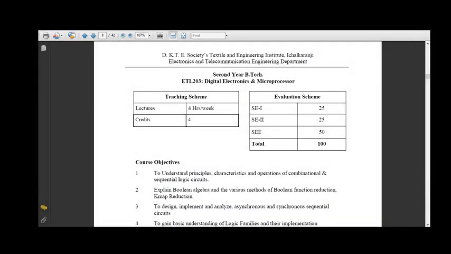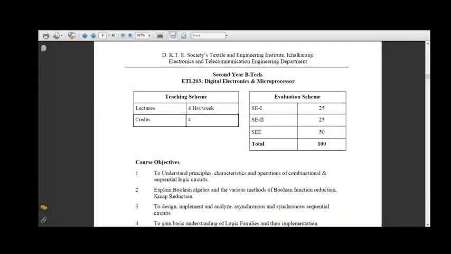Further, we have covered the part of Boolean algebra rules, axioms, and the theorems that are involved in Boolean algebra. And we have also covered the part of numbering systems, their interconversion methods, along with the examples based on them. Now, from this lecture, we are starting with the content of digital electronics and microprocessor.